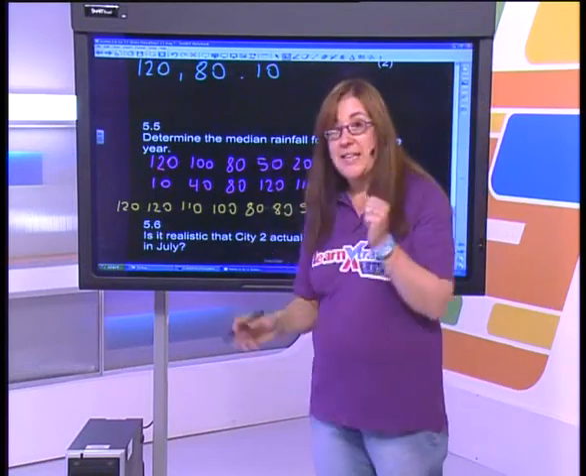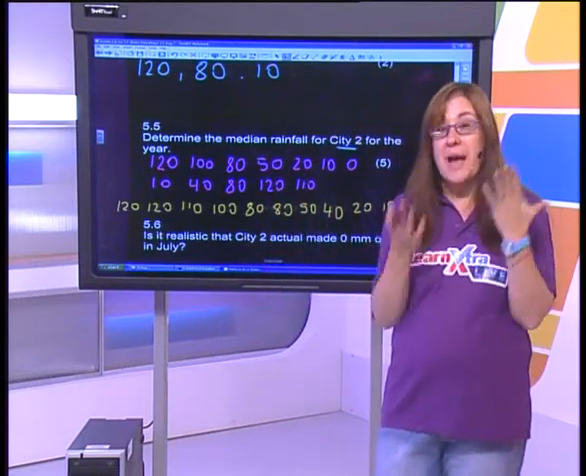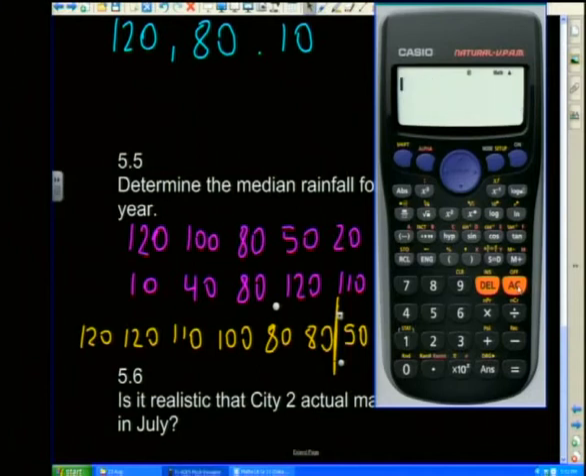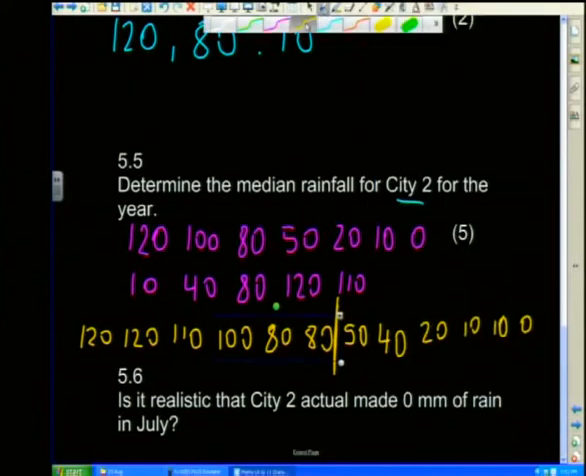Now I'm looking for the median. That's my value between my 2 in the middle. So I'm going to count 6. 1, 2, 3, 4, 5, 6. And my median is actually between 80 and 50. So on my calculator, I'm going to say 80 plus 50 divided by 2. And my value is 65. So the median in this case was 65.